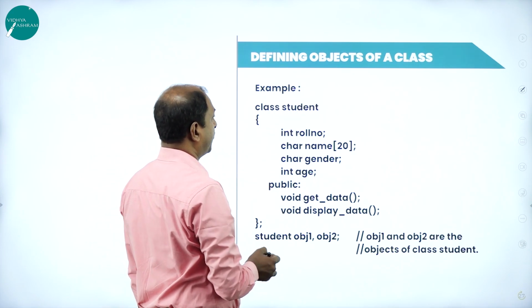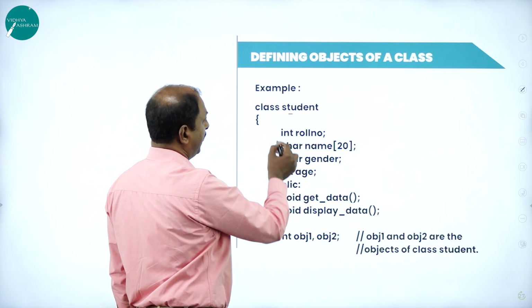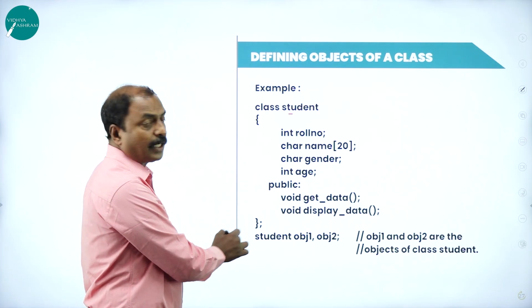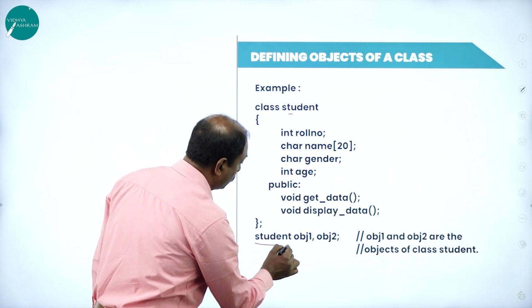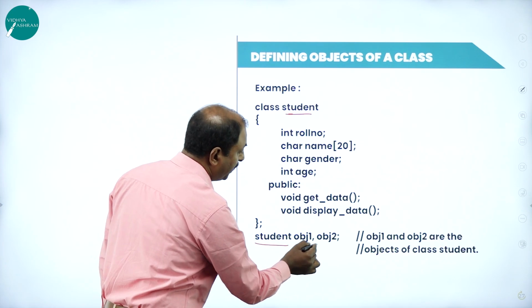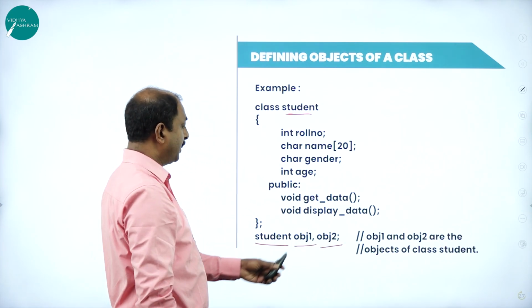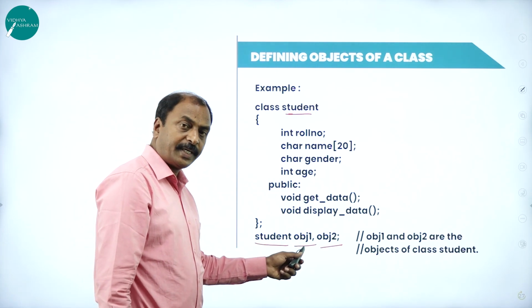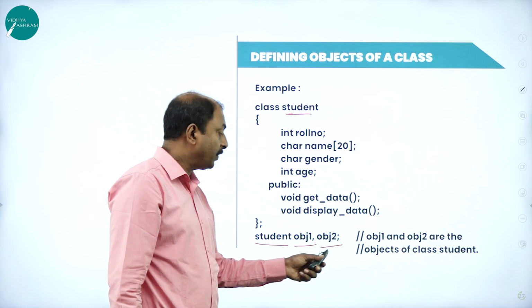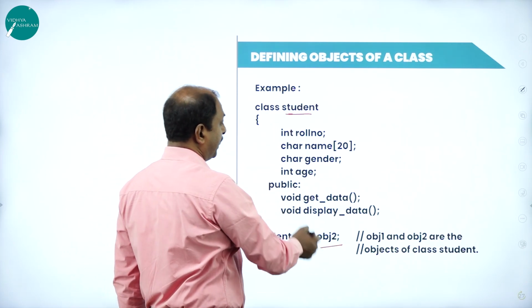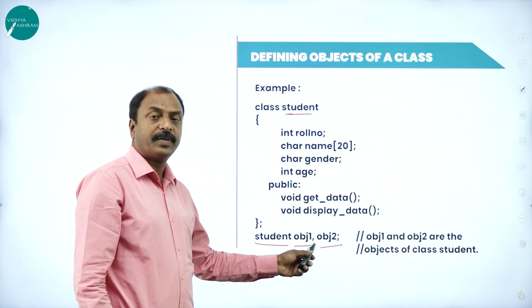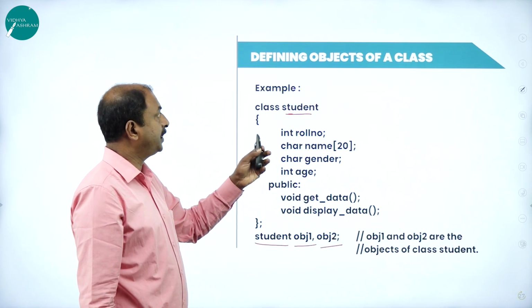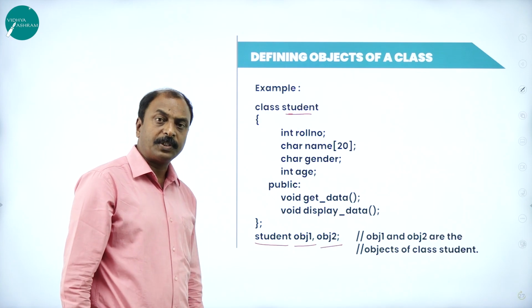So how to define the object of a class? This is an example: class student, and this is the body of the class, and we are closing the class with a semicolon. Immediately after that, you can see student, which is the name of the class, and obj1, comma, obj2. These are user defined variables. So obj1 is one object, obj2 is another object of the class student. This is another method of defining an object of a class, and this is an example to show it.